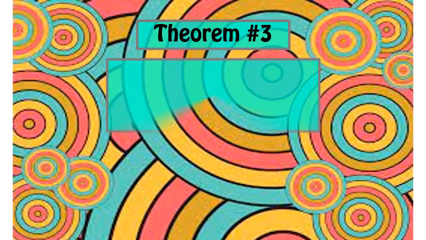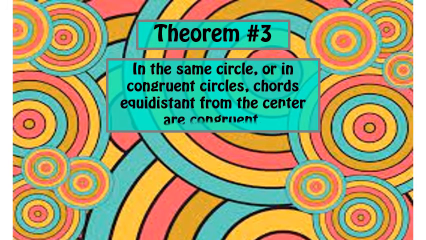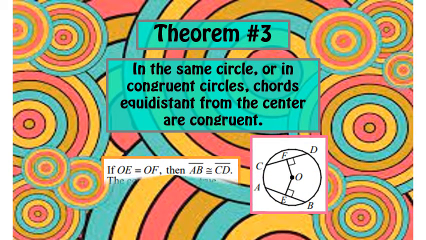Here's the third and final theorem regarding arcs and chords. In the same circle or in congruent circles, chords that are equidistant from the center of the circle are congruent. In the image you see here, we have this segment going from the center of our circle out to the chord, segment CD. Then you have this segment that goes from the center of the circle out to the chord, segment AB. And they are marked as being perpendicular. The segments are perpendicular to the chords.